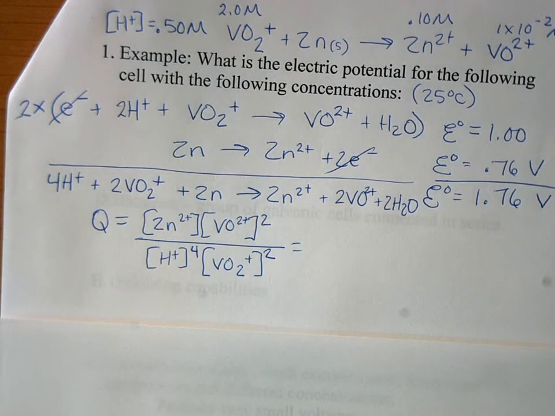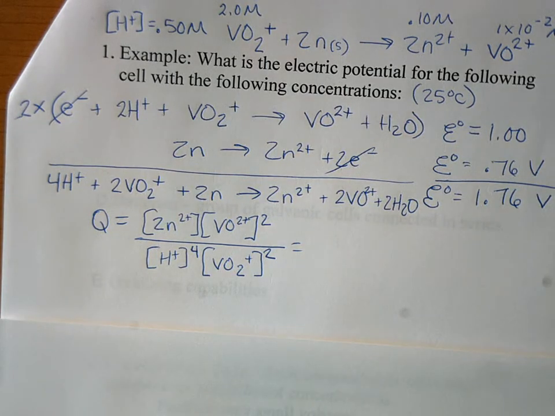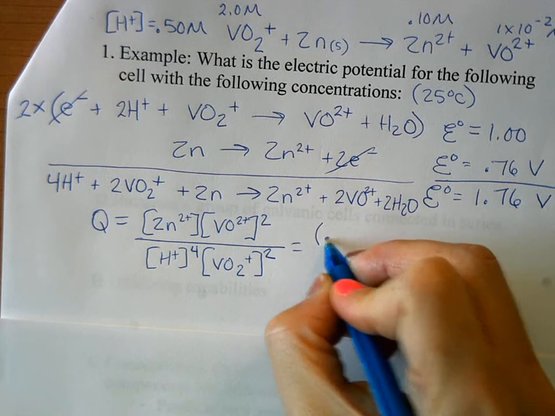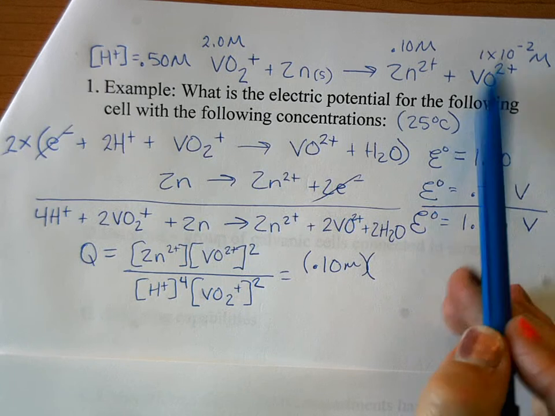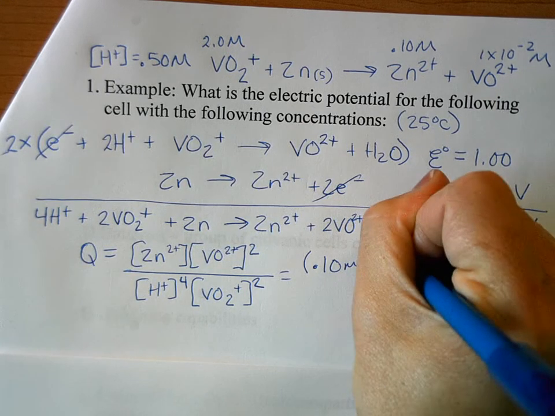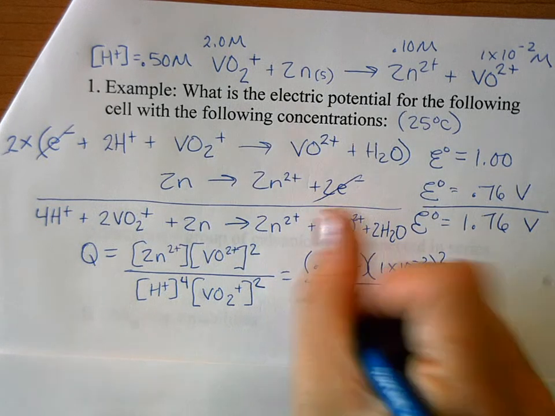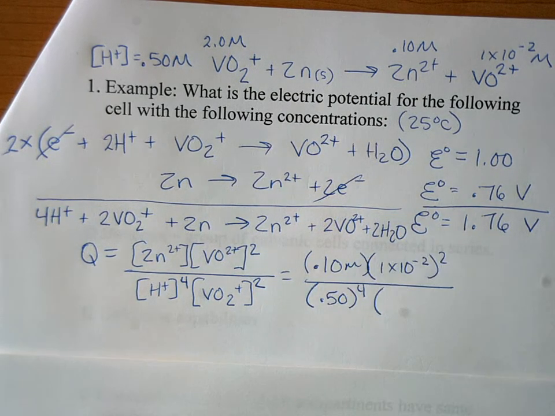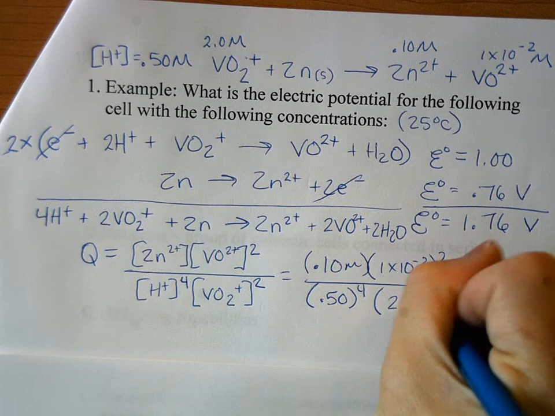Okay, I can plug in all my concentrations that I was given initially in the problem. So zinc was 0.10 molar. VO plus was 1 times 10 to the negative 2, and that was squared, over my hydrogen concentration, that was 0.50, to the 4th. And VO2 plus, which was 2 molar, and that gets squared.